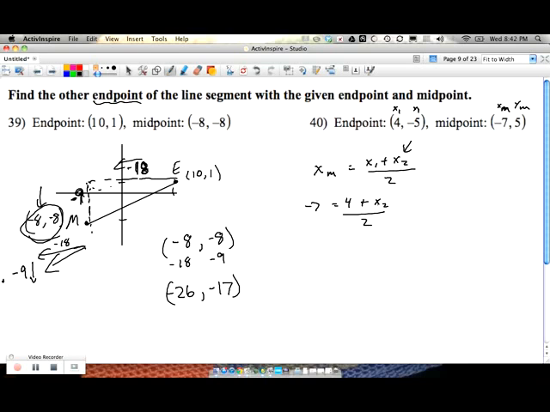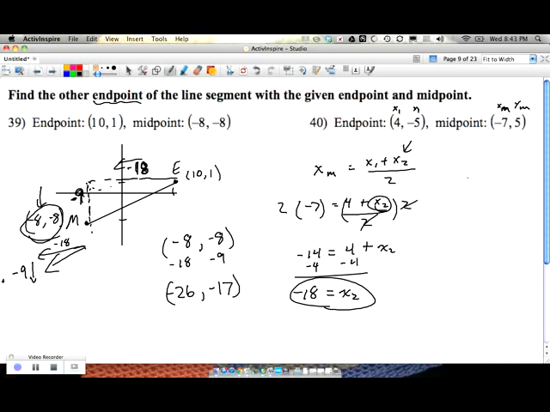Now notice I could solve this equation for x2 and get what that x value is. Let's see what it would be. Well, I have to multiply both sides by 2 to get rid of that denominator. So that means I get -14 equals 4 plus x2. If I subtract 4 from each side, that's going to give me -18 equals x2. So there's my x value, but now I have to do the same thing for the y value.